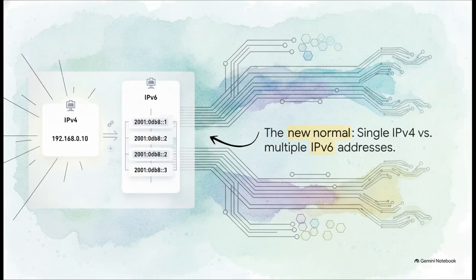And this brilliantly illustrates the new normal. Think about your classic IPv4 interface. It usually just has its single, tidy little IP address. But the IPv6 reality, it's totally different. Having a stack of multiple addresses on a single interface is the correct intended behavior.